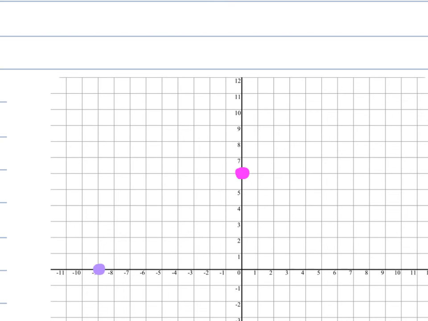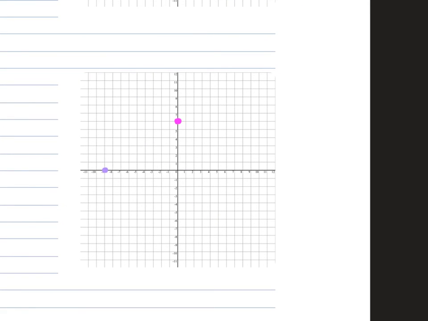If I can try to zoom out on this and use my straightedge, because it's going to give me a line that, yep, didn't think that was going to work. That looks like this.